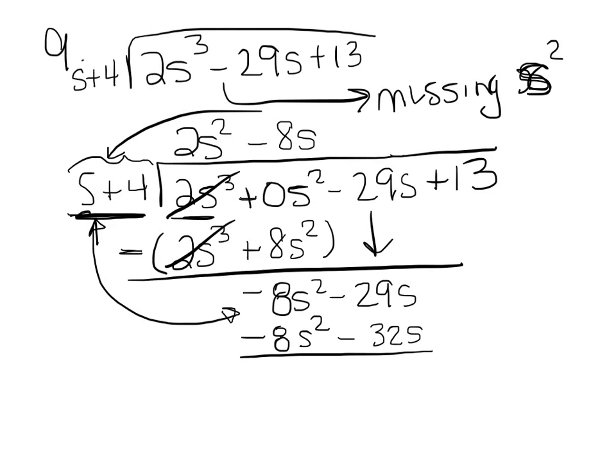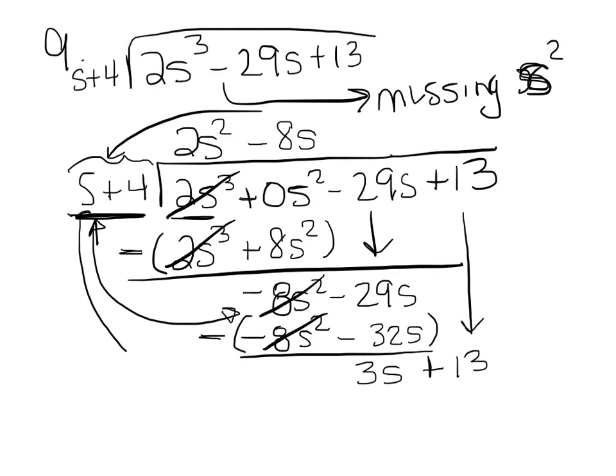32s. So there's my subtraction bar, there's my parentheses, there's my subtraction symbol. Makes these cancel. Negative 29 plus 32 is a plus 3s. Bring down plus 13. Now when I look at this s going into that 3s, I go up to the top, I need a plus 3. I'll multiply that plus 3 times all of the s plus 4 and get 3s plus 12.